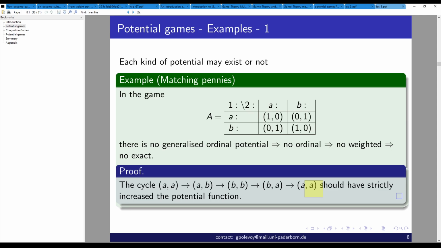Such a cycle in the set of strategy profiles is not possible. I mean, it's not possible if there exists a generalized ordinal potential function. So the mentioned matching pennies game does not have a pure Nash equilibrium, I remind you, and it also does not have a generalized ordinal potential. It does not have either of them. We are going to soon see why it's related.